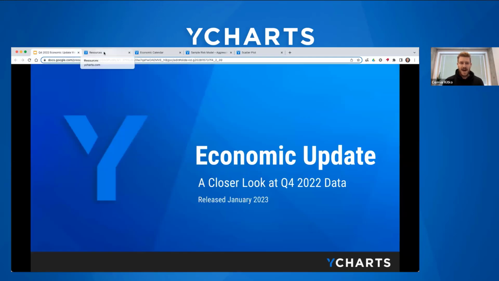And now we're going to get back to the good stuff. Just one reminder here is that all the data we're reviewing was published by different government agencies in mid-January. And so this data is as of Q4 or 12/31/2022.